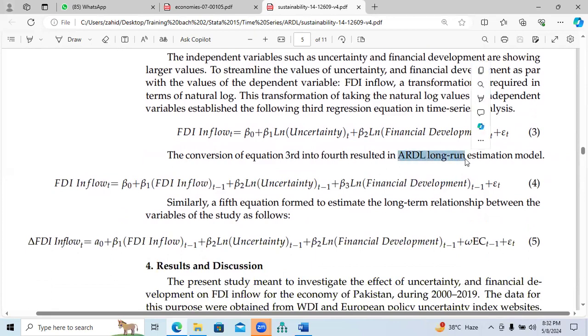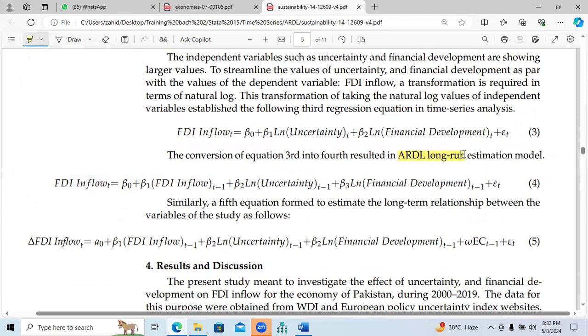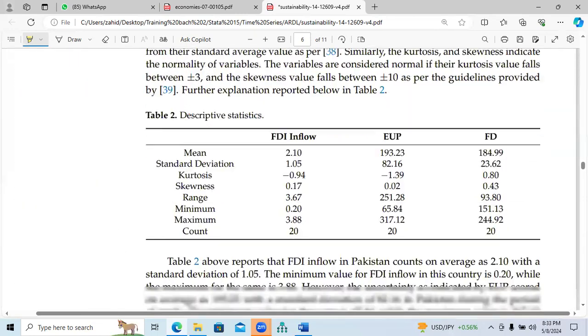ARDL basically contains two types of estimations. The first estimation is known as long-term estimation, and the second one is known as short-term estimation. When you are considering the long-term estimation, you need to convert your model like this. And this is basically the short-term estimation. You can see here the delta sign. So this is the short-term estimation and this is the long-term estimation. It is the procedure to run the model.